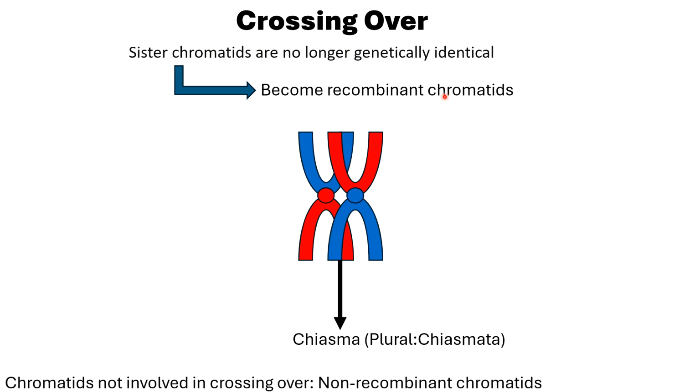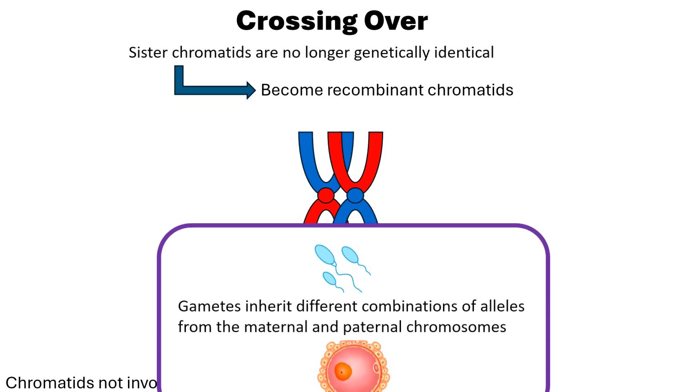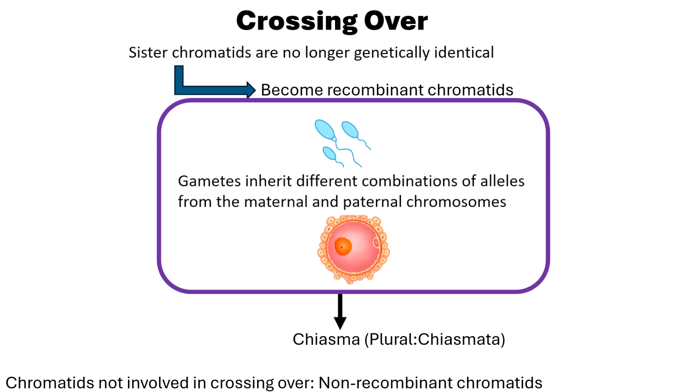Now, the chromatids that are not involved in crossing over and are still genetically identical are what we call non-recombinant chromatids. So make sure you note that down as well. And finally, we can see that gametes, so the sperm cell and the egg cell, inherit different combinations of alleles from the maternal, from the mother, and paternal chromosomes. This process is thanks to crossing over during prophase 1 of meiosis.